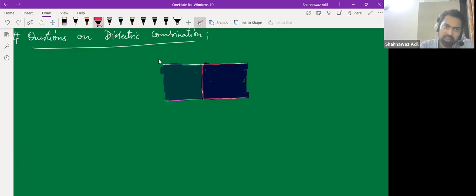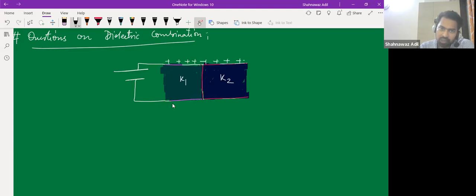And this is connected to, let's say, the positive terminal, and this is connected to the negative terminal, right? And then this is K1, and this is K2. This will have positive charges, and this will have a negative charge. So this is your C1, this is your C2. Can you tell me what combination is this? Parallel one or series one?